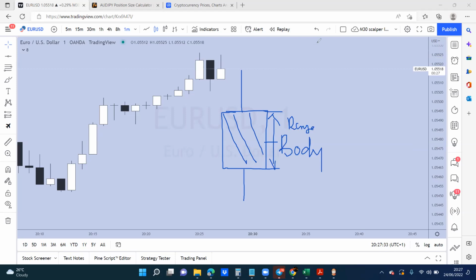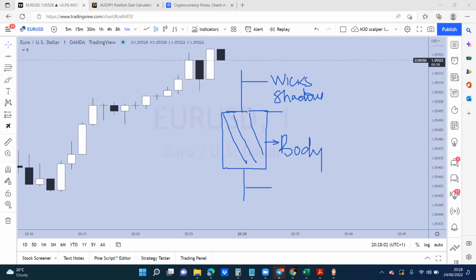Let's leave out the range for now. We might not use it in this class. So we have this as the body. Now, these tiny parts, these ones are called the wicks. Wicks, or some people even call it the shadow. The wicks show you that price once got here.